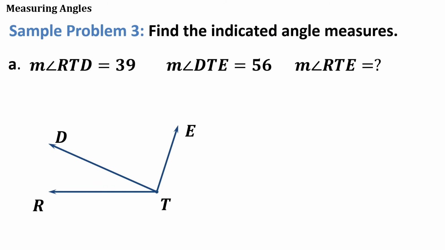So let's do a problem. Let's find the indicated angle measurements. Now it says that the measurement of angle RTD, that will be from here. Sorry, I'm going to look for, there we go. From here to here is 39 degrees. And I'm sorry I didn't put those degrees there.